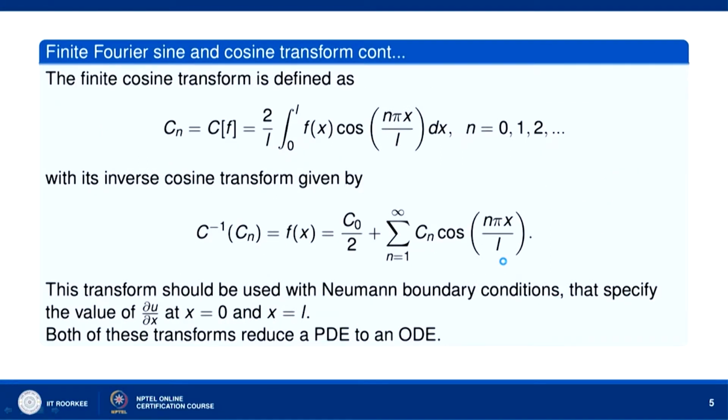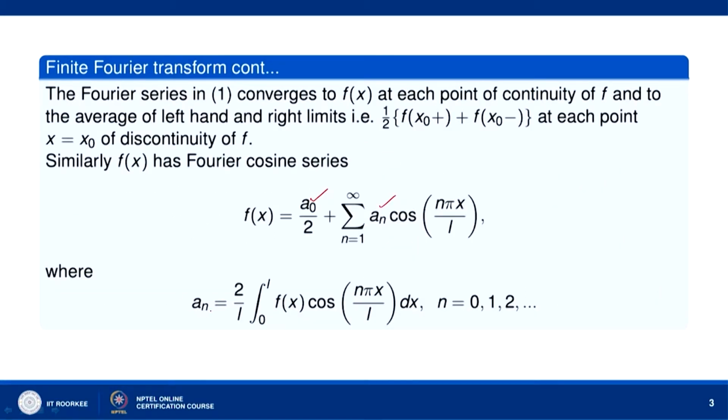Now, the finite cosine transform is defined as C n equal to C f equal to 2 over L integral 0 to L f x cos n pi x over L. So, this A n is replaced by C n, or you can say C f. Then this C f gives the finite cosine transform of f, and f x is then determined from this series. We have the values of C n's now. A n is nothing but C n. So, this is C naught by 2, and then we have sigma n equal to 1 to infinity C n cos n pi x over L.